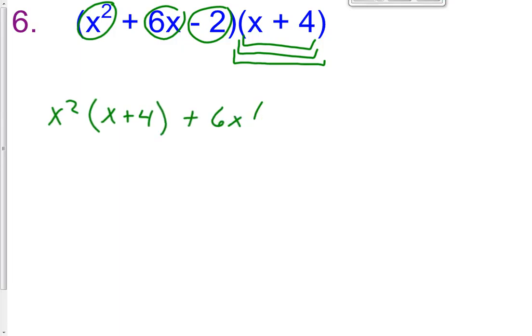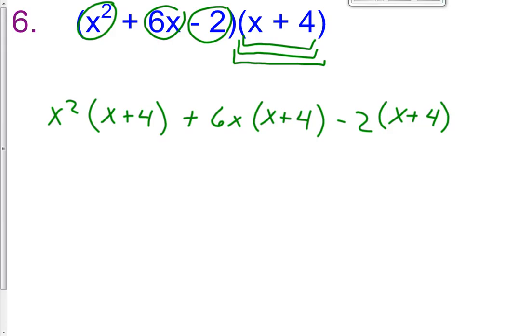6x multiplied by x plus 4, and a negative 2 times x plus 4. So now we're going to distribute each term to the binomial, and then at the end we're going to clean things up by combining like terms. There is our strategy. So here we go.